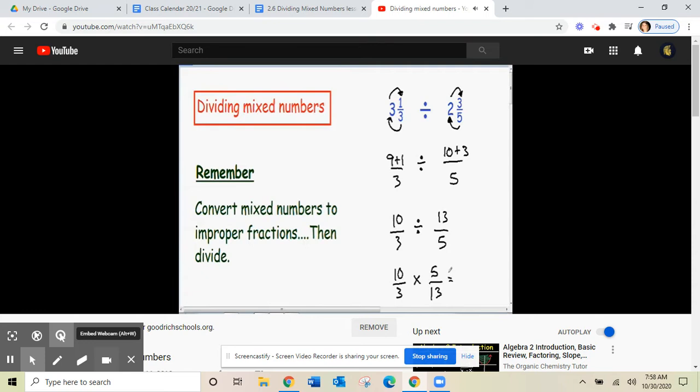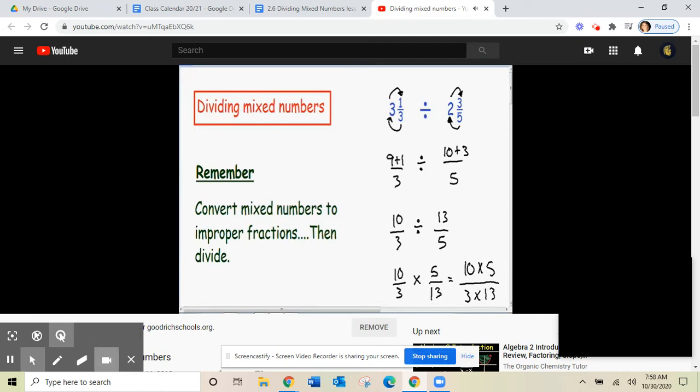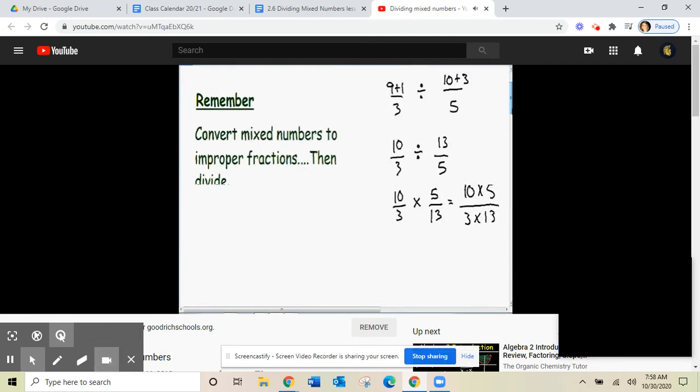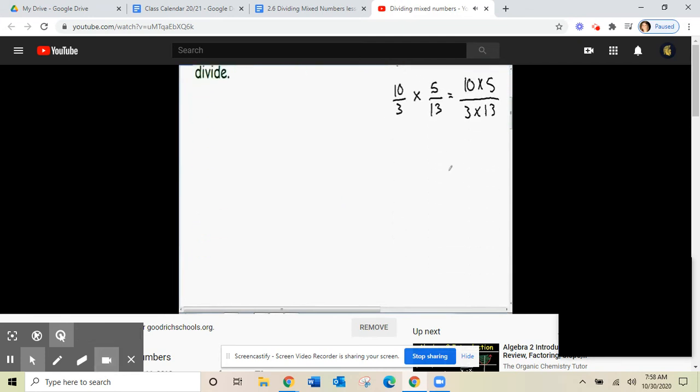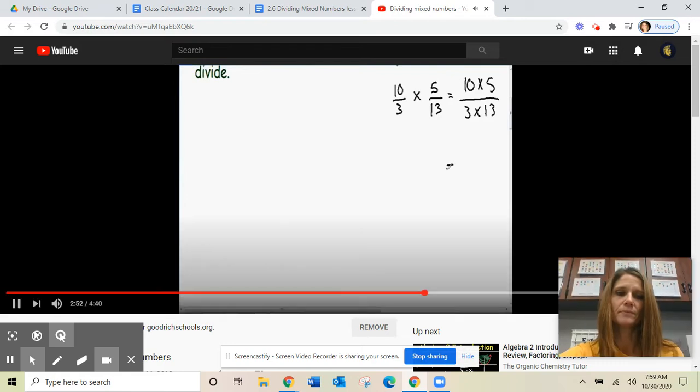So now I'm going to multiply these two fractions. First, I'm going to multiply my numerators. In our numerator, we have 10 times 5. And now I'm going to multiply the denominators. In our denominator, we have 3 times 13. And now I'm going to scroll down a little bit just to give me a little more space. And now I'm going to simplify this even further. In our numerator, we have 10.